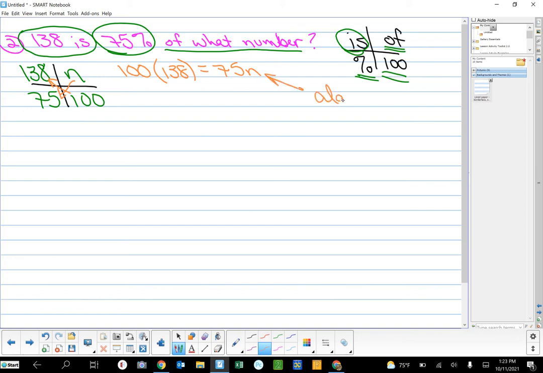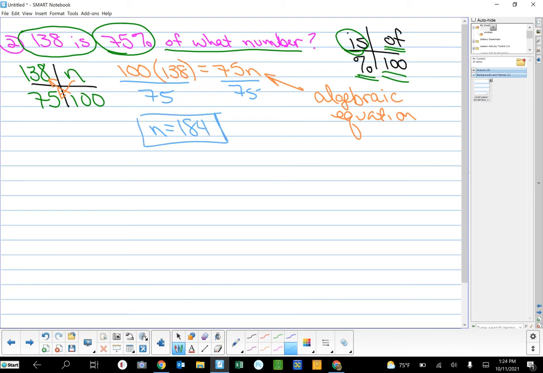Okay. And then solve. So we're going to divide both sides by 75. Divide both sides by 75. I don't know if I actually solved this thing. Yes, I did. It is n equals 184.